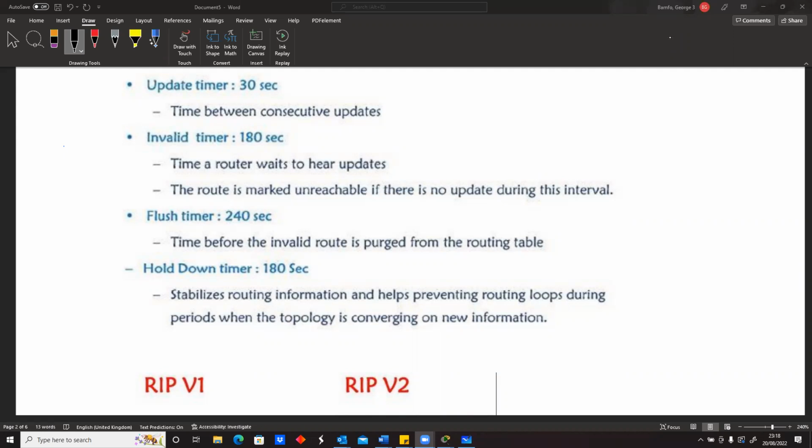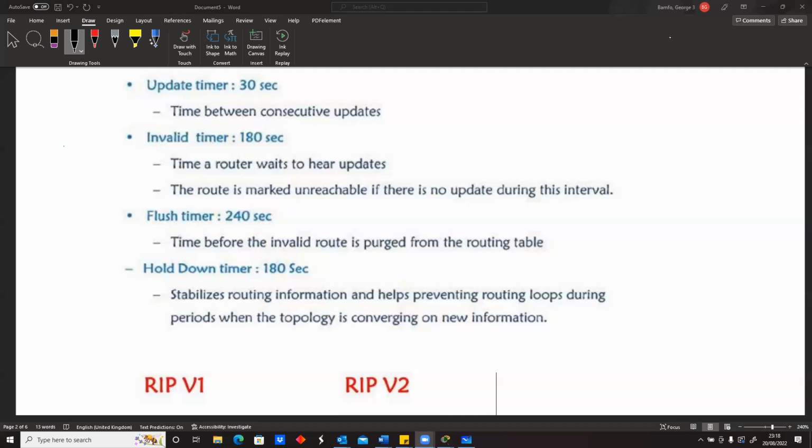Now, if you don't hear from a device in 180 seconds, meaning 6 tries, if the person doesn't update you in 6 attempts, it means that a particular device is not reachable. If a router which has a particular group of networks has not spoken to you in 180 seconds, it's telling you that, hey, maybe this guy does not exist.